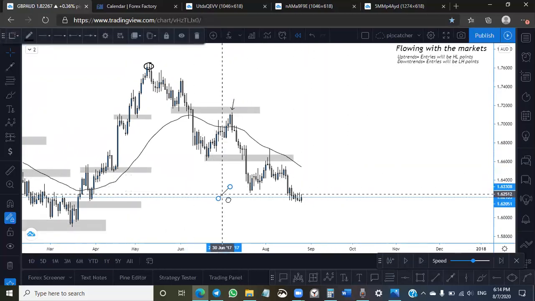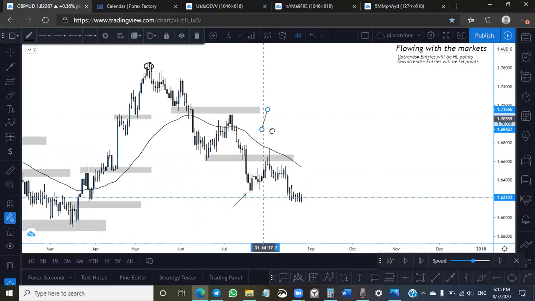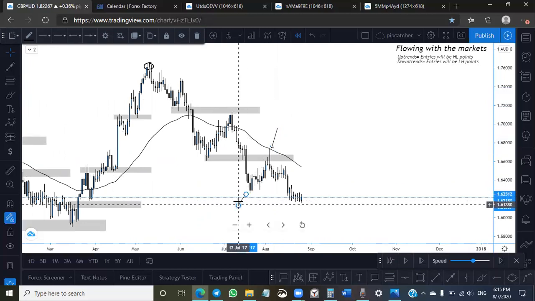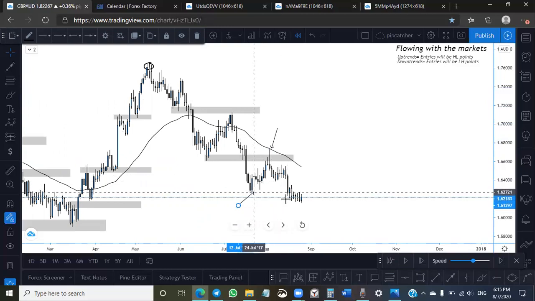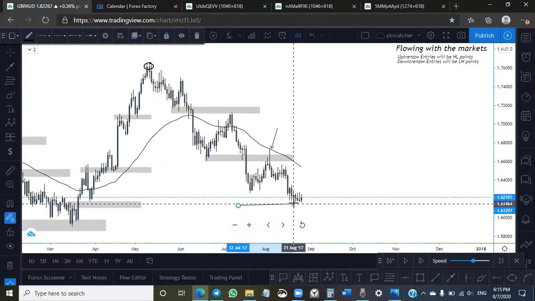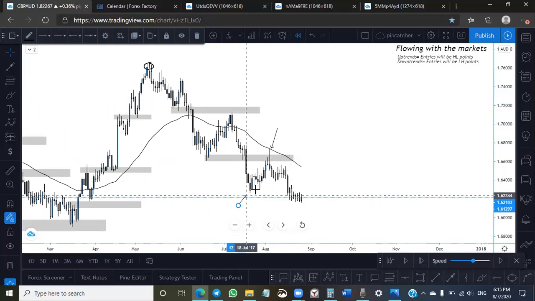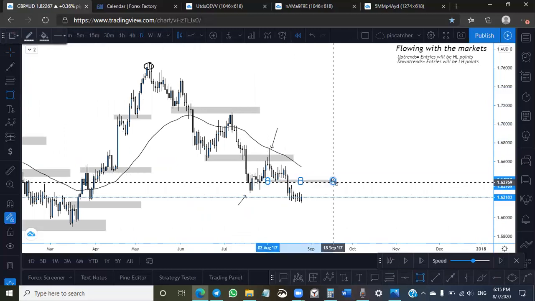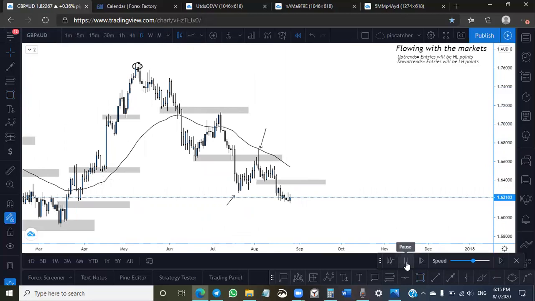So we have a new lower low and then a new lower high in this area, right? And now if we broke through this low, we could potentially see a new lower low in this area here. So let me put my zone right in here and let's play this out.